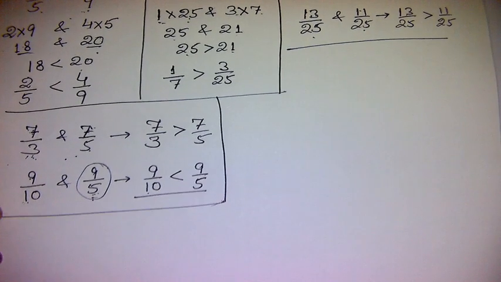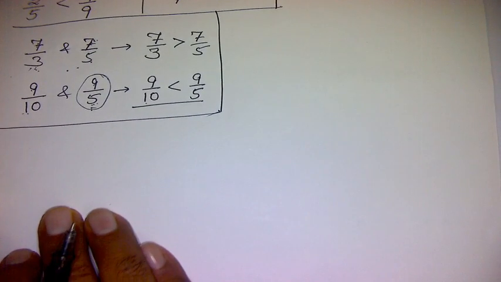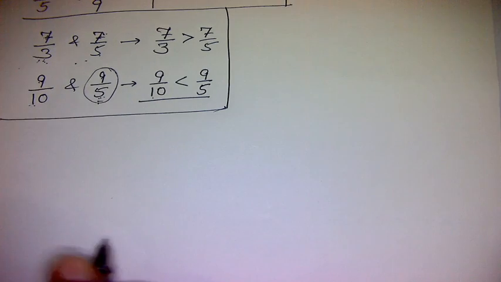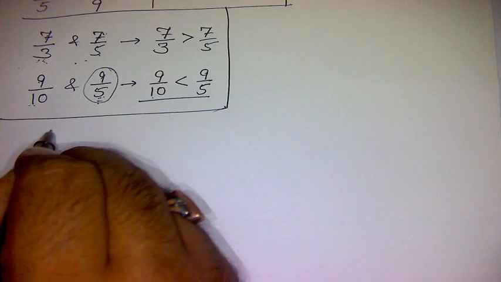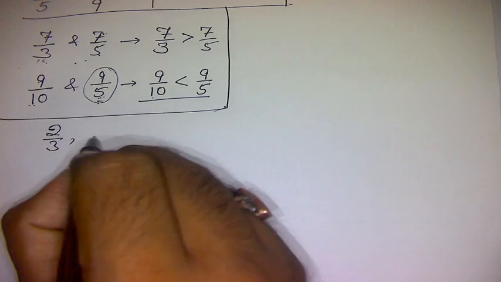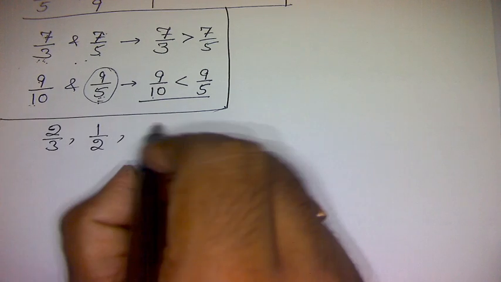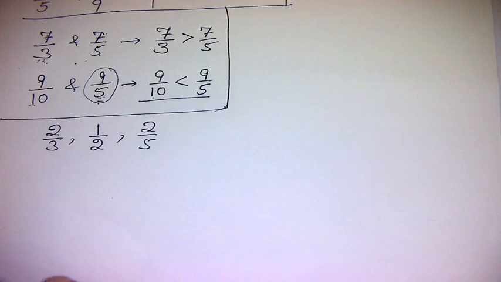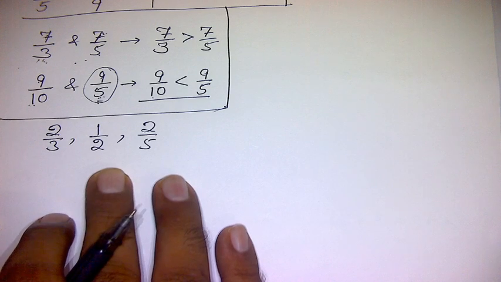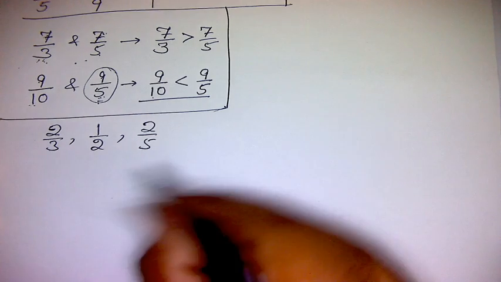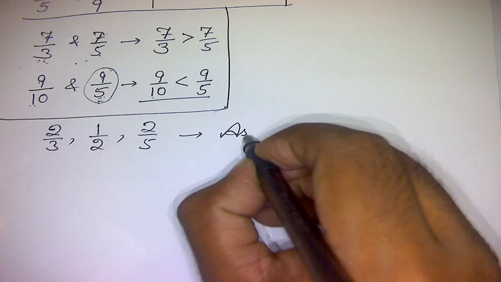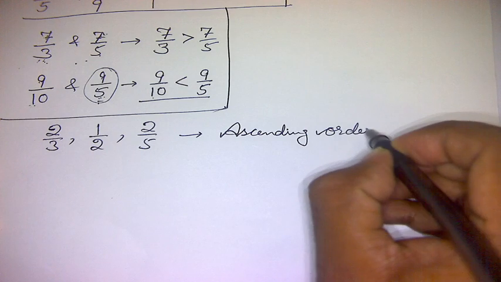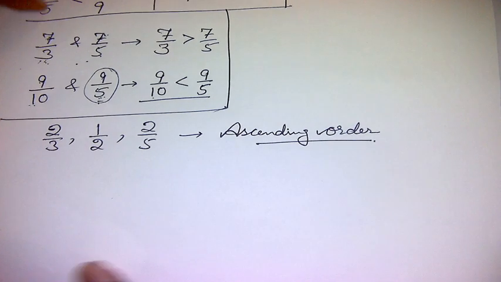Now if there are 3 or more than 3 fractions and you want to write them in ascending or descending order, then what to do? Say you are given 2 upon 3, say 1 upon 2, maybe you have 2 upon 5. These 3 fractions are there. Now what you have to do is you have to write them in ascending order. So how will you write it in ascending order?